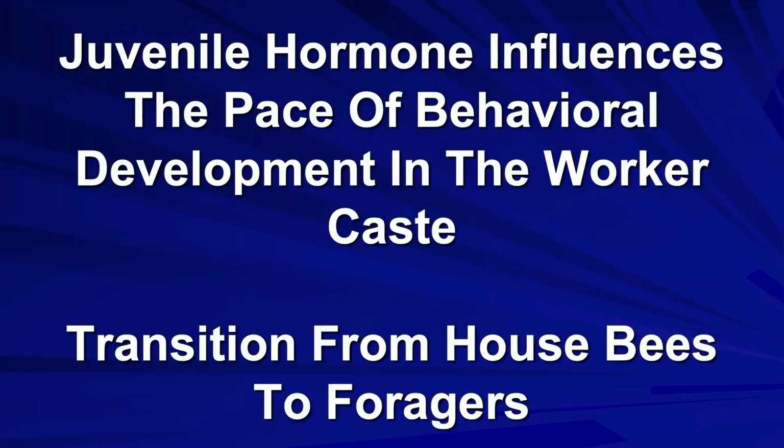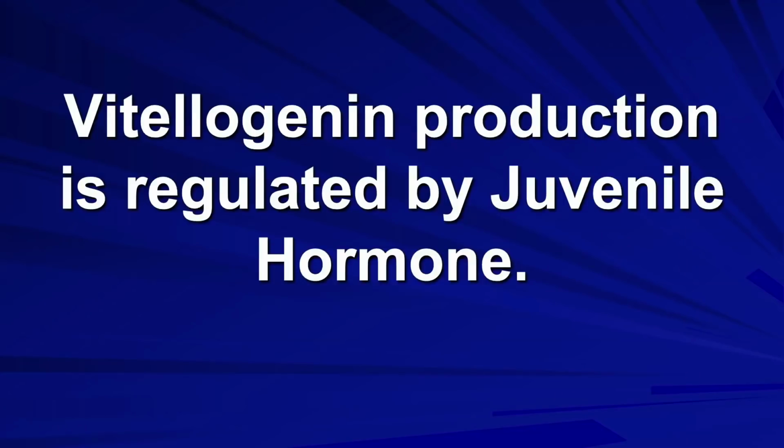So juvenile hormone influences the pace of the behavioral development of the worker caste. This is involved in the transition from a bee being a house bee to becoming a field bee or a forager, and this is under the control of juvenile hormone. Another chemical, this is a lipoprotein. What do we mean by lipoprotein? Lipo, or lipids, are fats. And so they would be protein molecules with fat molecules attached to them. Vitellogenin production is regulated by juvenile hormone.